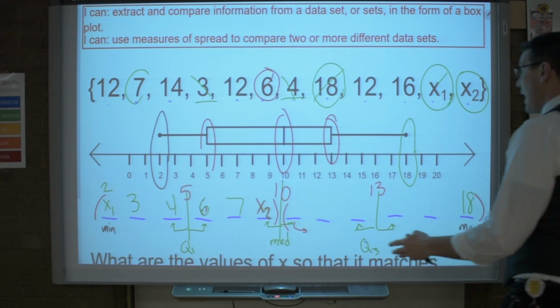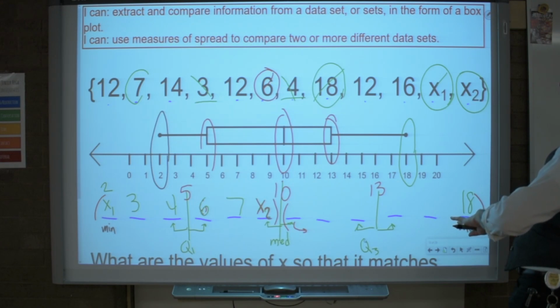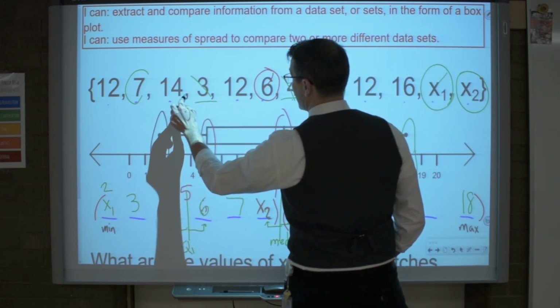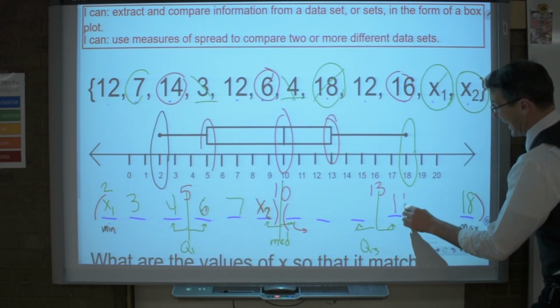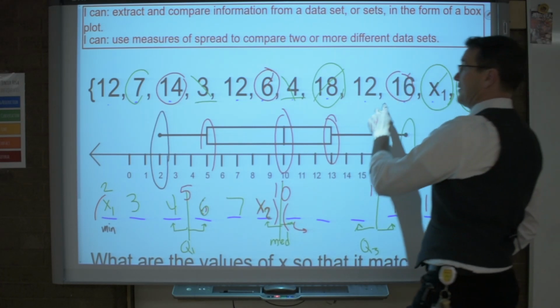So I'm going to start all the way on the opposite side here and see, are there any numbers bigger than 13 but less than 18? I have two numbers bigger than 13 but less than 18. I have 14 and 16, so I'll put these in here because I have to use these numbers. So that kind of sets me where I have to use them.